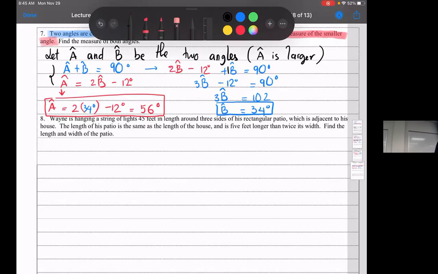Wayne tried to hang some string around the patio, right? And I know that one of the patio sides is connected to the house. So what shape is the patio here? Rectangular. So just draw a rectangle, and maybe this part right here connects to the house, the one in red. Whichever one. Because it's a rectangle, I'm going to denote this as width and this as length. You can do X and Y, but because of the rectangle, I like to do width and length.